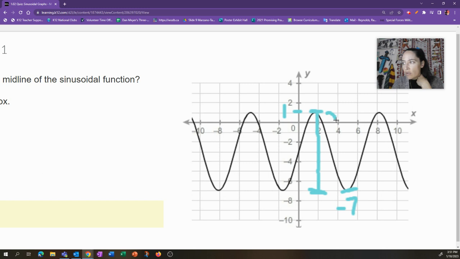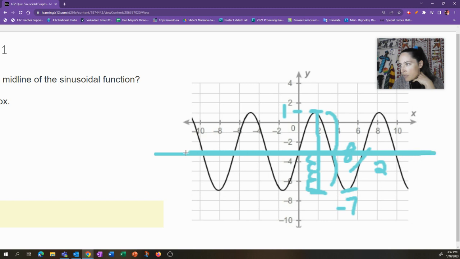Well, this whole distance is 8. So if I divide that by 2, it will give me the middle, even if the middle was a fraction. In this case, it's not. That's 4. So if I go up 1, 2, 3, 4, this should be the midline. And let's check it. 1, 2, 3, 4. Excellent. It's exactly in the middle between the peak and the trough.